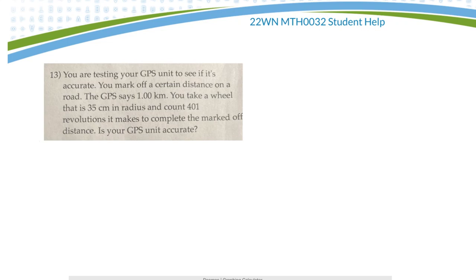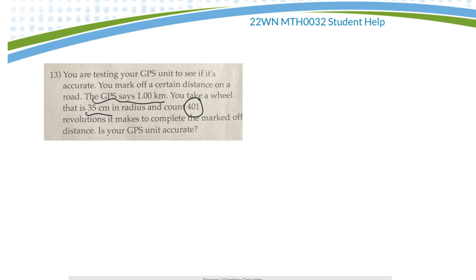All right, here's a question where you need to use some radians and formula we've used to solve. You're testing a GPS unit to see if it's correct. The GPS says you've gone a kilometer, but you want to check that. So you take one of those fancy wheels and measure that it's 35 centimeters in radius, okay? And you count that it goes exactly 401 revolutions to go off that distance that your GPS says is 1 kilometer. And you want to see if that's correct.